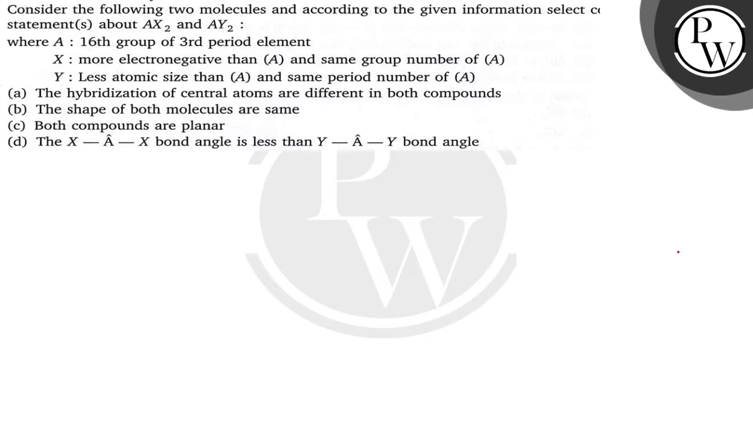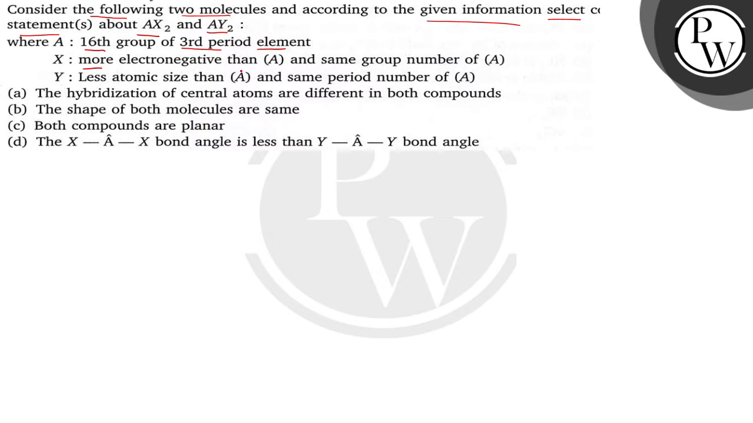Hello, bachcho. Let's read the question. The question says: consider the following two molecules and, according to the given information, select the correct statements about AX2 and AY2. ठीक है? Where A is 16th group, third period element.